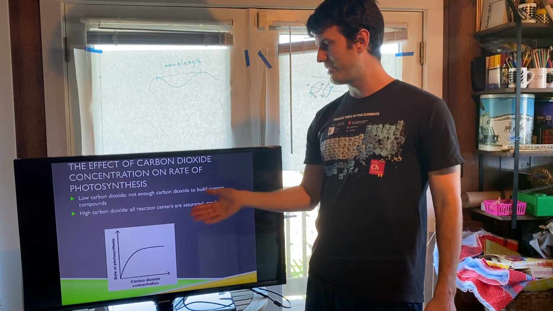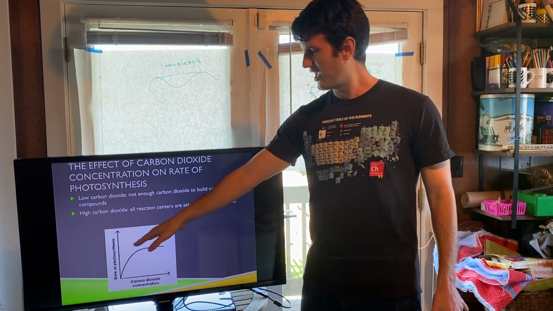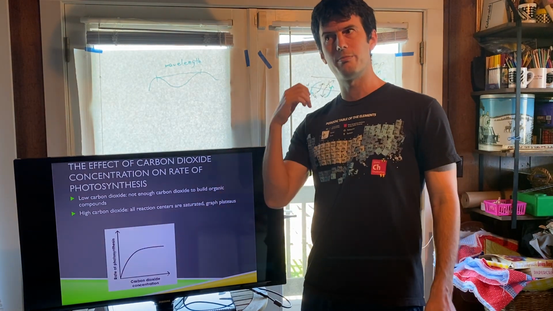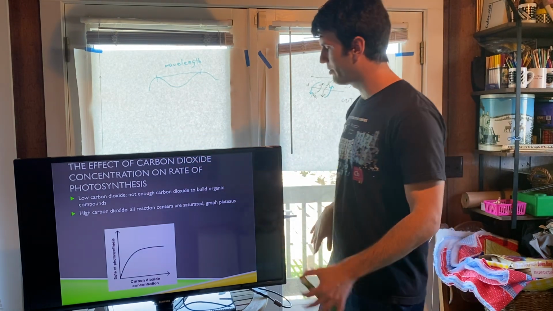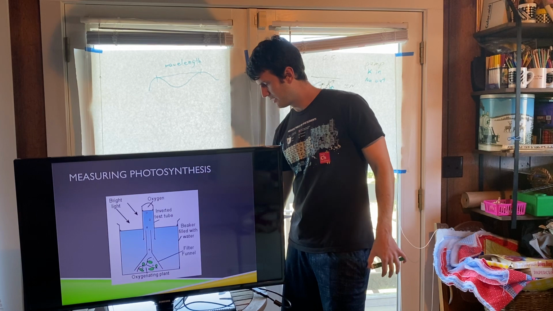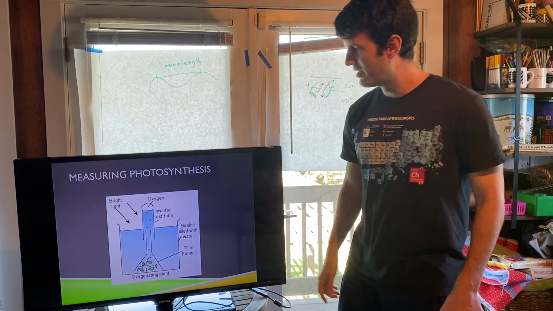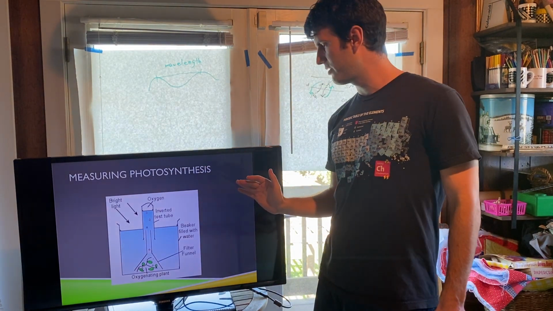Okay, you could make an argument if this was an aquatic plant, it would probably drop because if you put a bunch of CO2 into water, it makes it acidic. And once you change the pH, you can denature proteins. Okay, and then the last thing we're going to talk about is how we can measure photosynthesis.